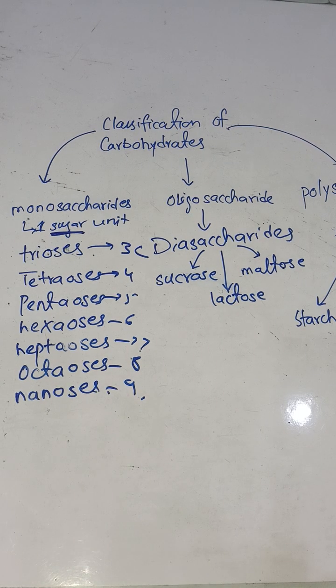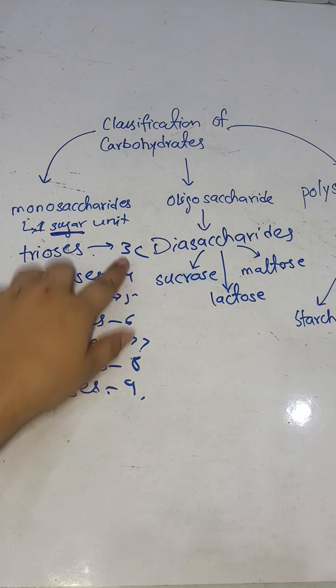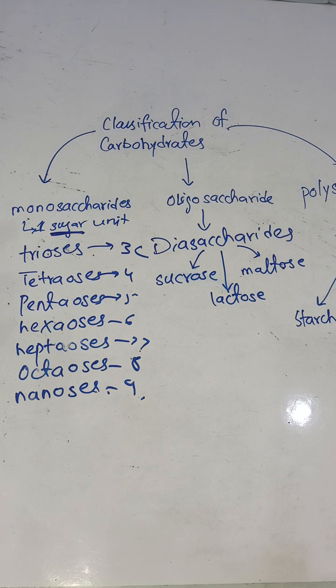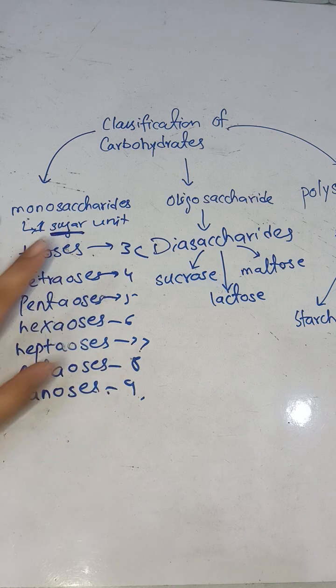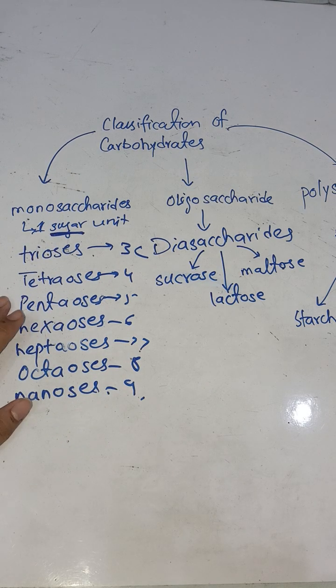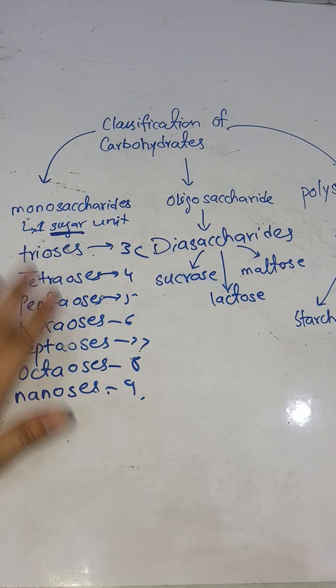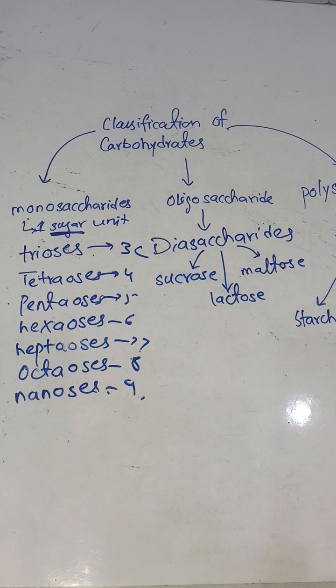A lot of students are confused. They think that monosaccharide means one carbon atom. It's not like that. It means it has one sugar unit. Trioses are one sugar unit, made up of three carbons. Four carbon atoms, it still has one sugar. Pentoses are one sugar unit. No matter how many carbons it has, it's a one sugar unit.